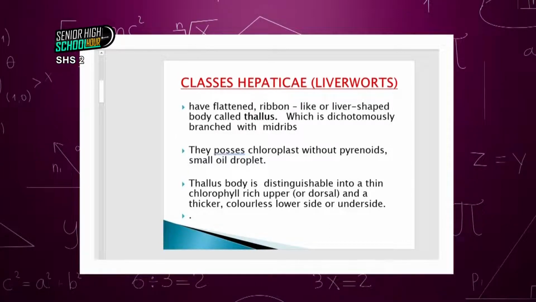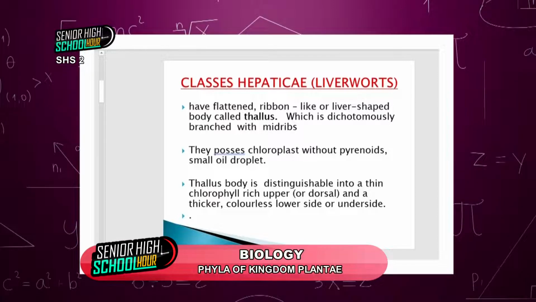And you saw them dividing. Once they divide like this in biology, we say dichotomous branching. Some may have midribs, as you saw a midrib in the middle, but the midrib does not conduct any fluid. Then it is green, as you saw. Green means that they contain chloroplast. But they don't have the pyrenoids we saw in the Spirogyra group that are used to store starch. They may have different structures for storing starch. And they also have small oil droplets in their body.